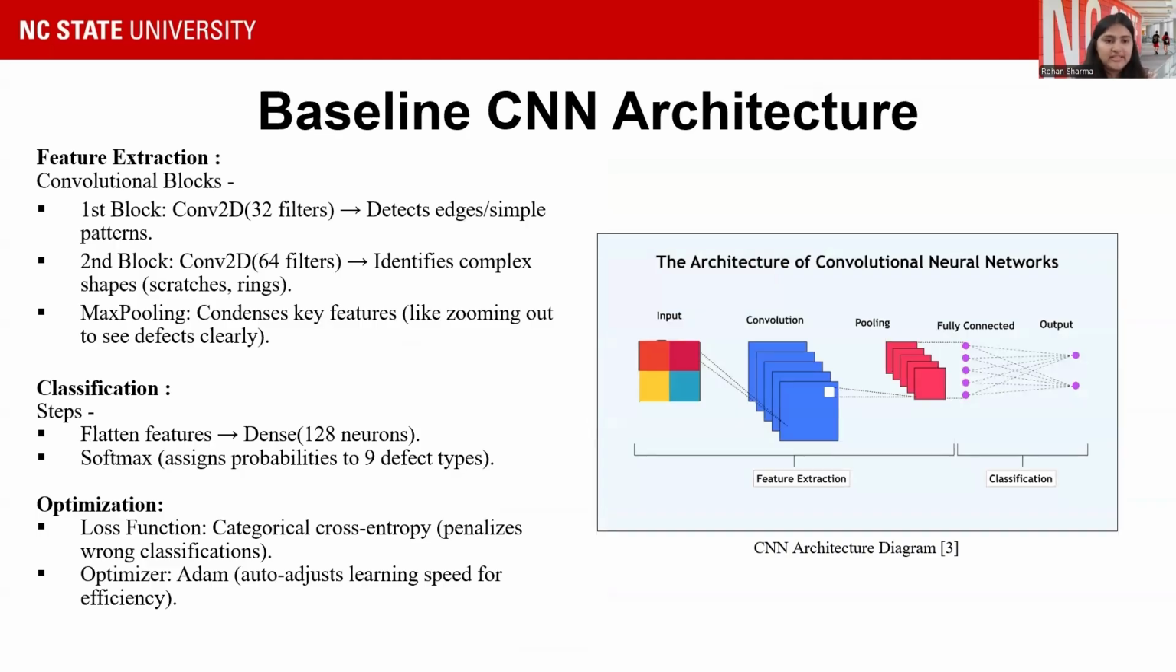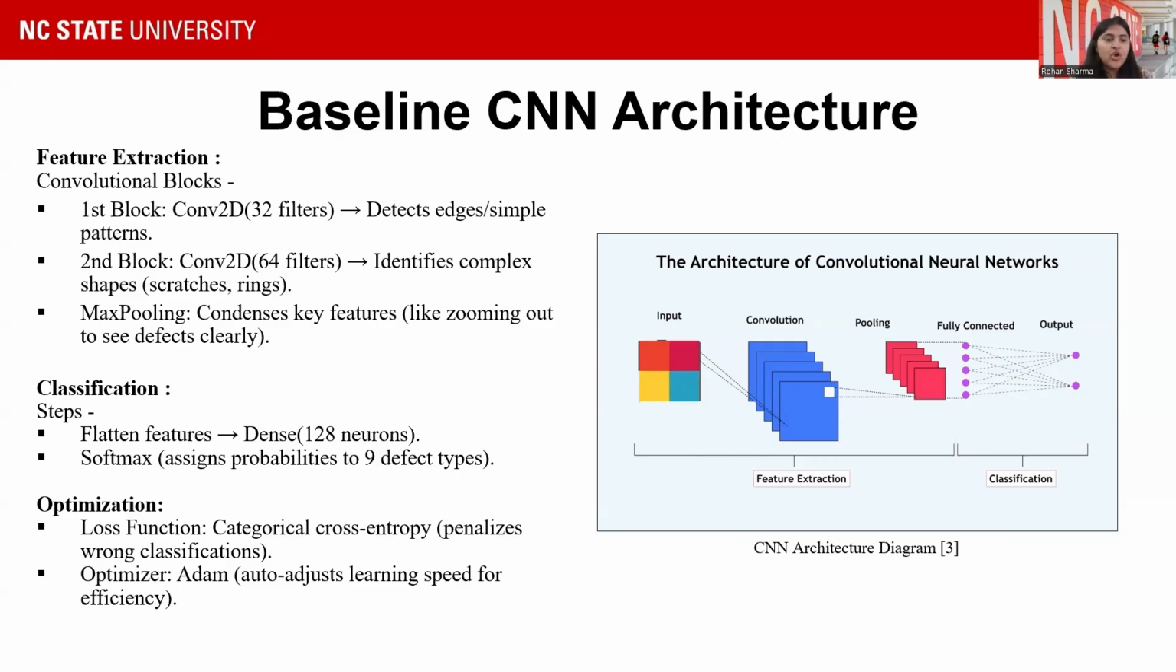Moving on to our baseline CNN architecture, we have the architecture divided into 3 stages: the feature extraction, classification, and the optimization. The feature extraction has 2 convolutional blocks. The first block has 32 filters, which detects edges or simple patterns. Next, we have the second block with 64 filters, which identifies complex shapes. And finally, the max pooling layer, which condenses key features in order to see the defects clearly. The classification layer flattens the output and passes it on to the dense layer with 128 neurons, followed by a softmax output layer that predicts one of the 9 defect classes.